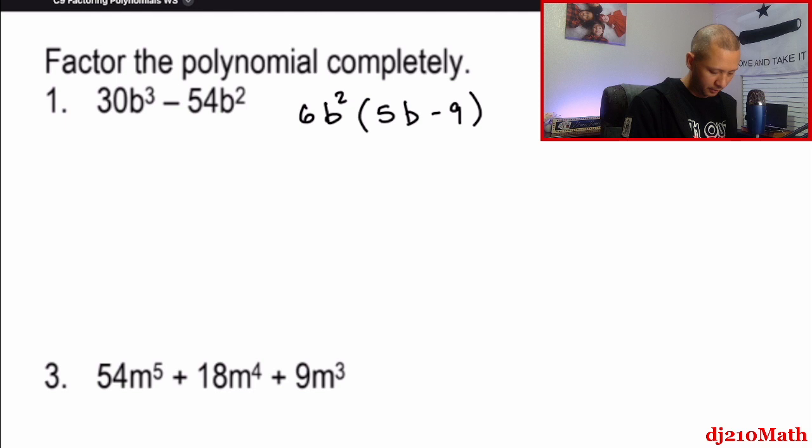So 30 is divisible by 6. 54 is divisible by 6. So when you factor out a 6, 5 and negative 9 are left behind, right? And then you look at the variable, this has 2 b's, b squared, and this has 3 b's. So we're pulling out a b squared.